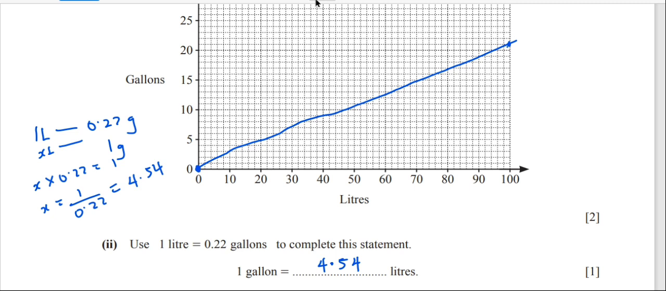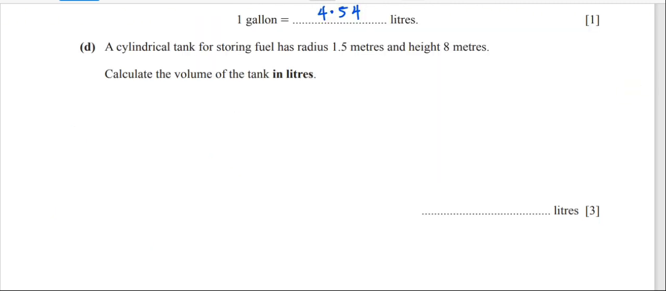Okay, so the next question we have is that a cylindrical tank for storing fuel has radius 1.5 meters and height 8 meters. Calculate the volume of the tank in liters. Now we are going to first of all do our calculation in meters. So when we get our value, we can convert it to liters.